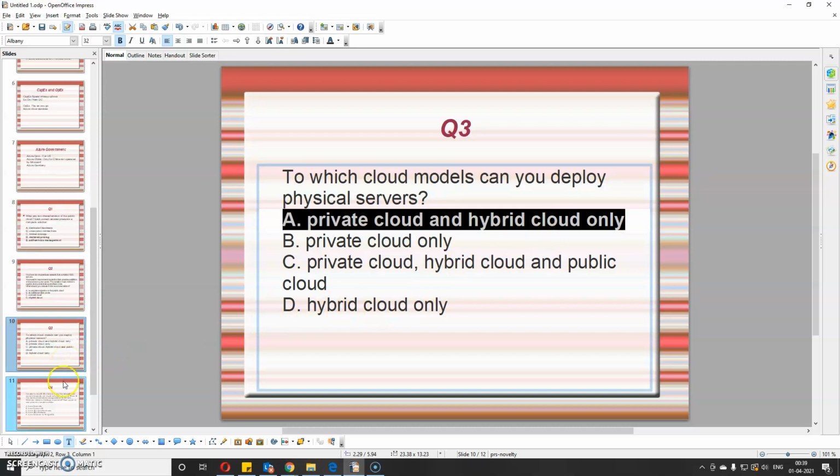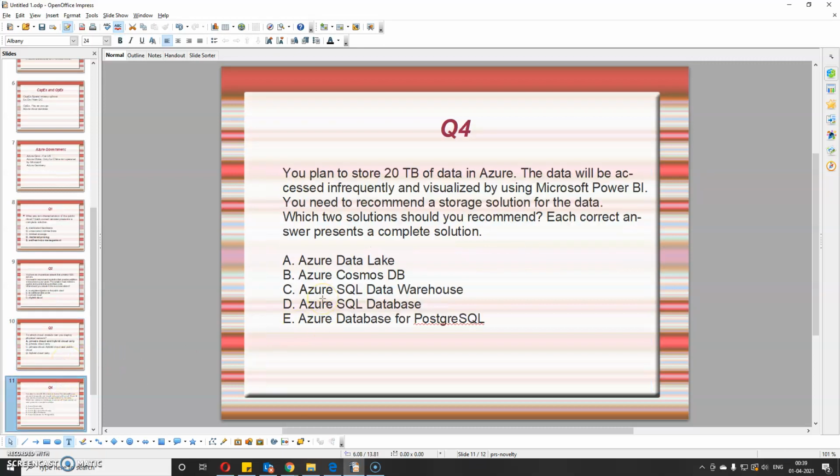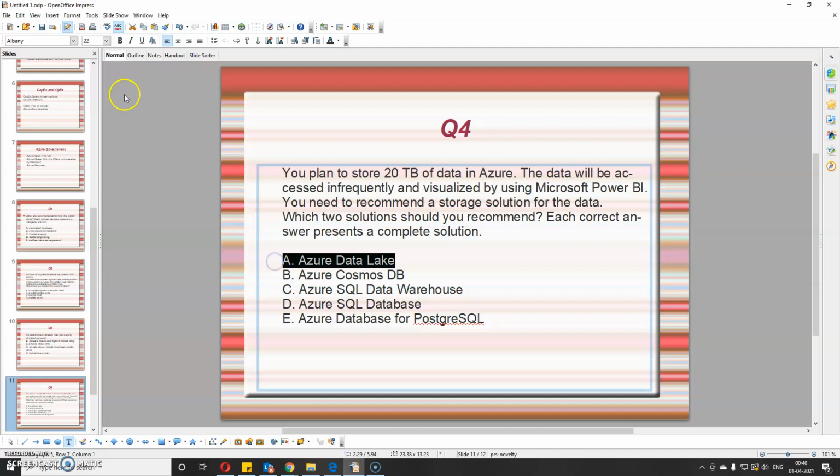Now, next slide. You plan to store 20 TB of data in Azure. The data will be accessed infrequently and visualized by Microsoft Power BI. You need to recommend a storage solution for the data. Which two solutions should you recommend? So we need to choose two. The data lake is one of the options for data visualization, Azure Data Lake. So this is the correct option.